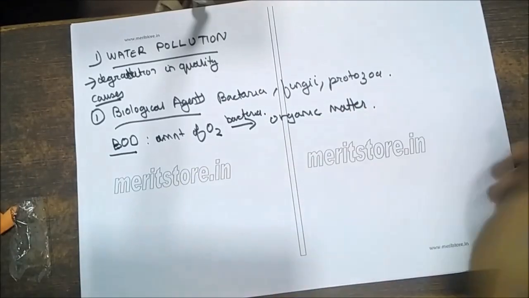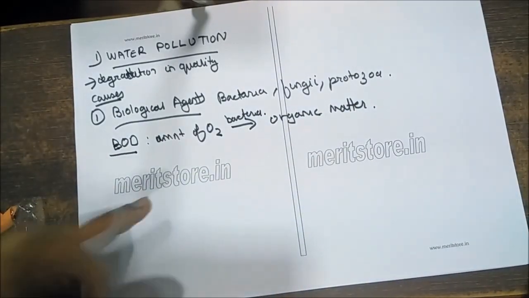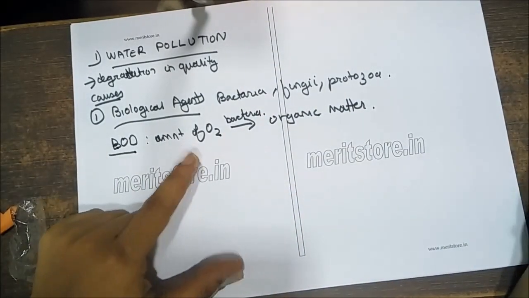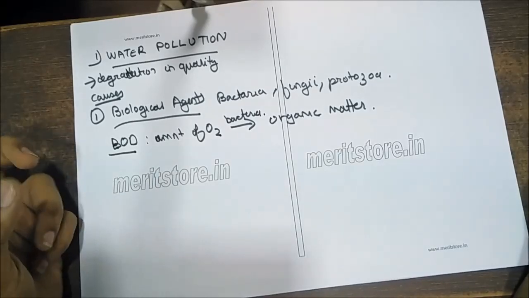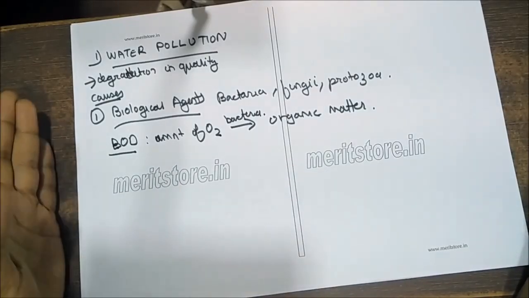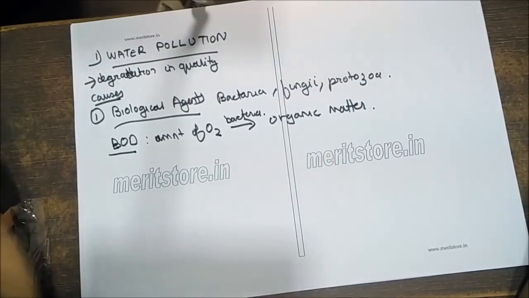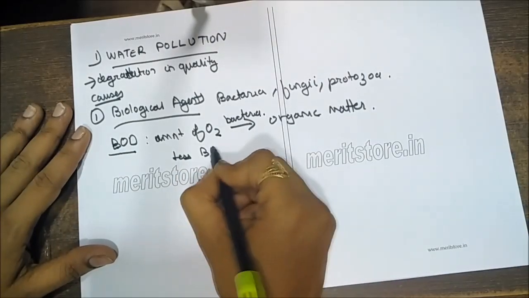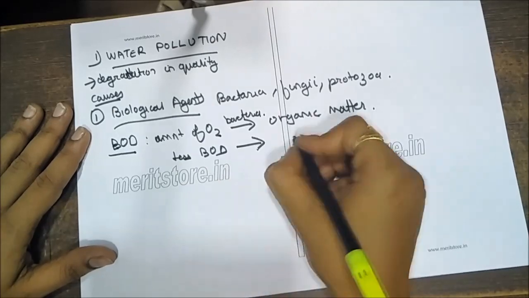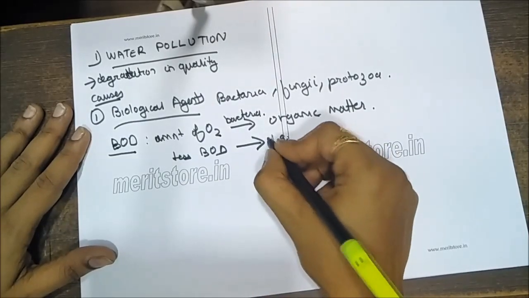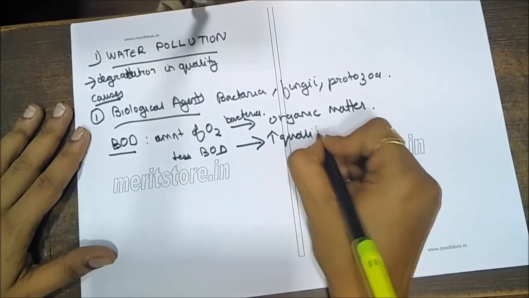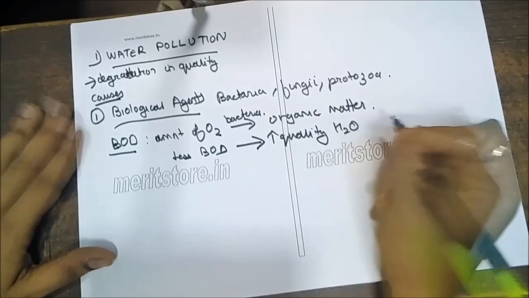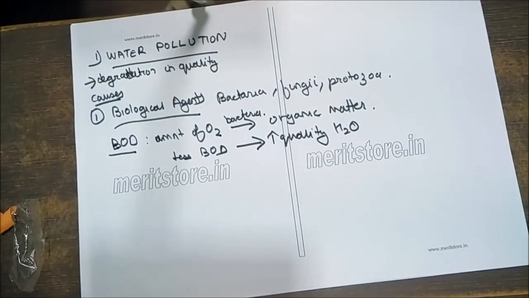Now if bacteria are using all of the oxygen that is present in the water, then what will happen? Less oxygen will be available for marine life. So BOD should be lesser. A lesser BOD indicates high quality of water. Okay, so BOD should always be lesser.